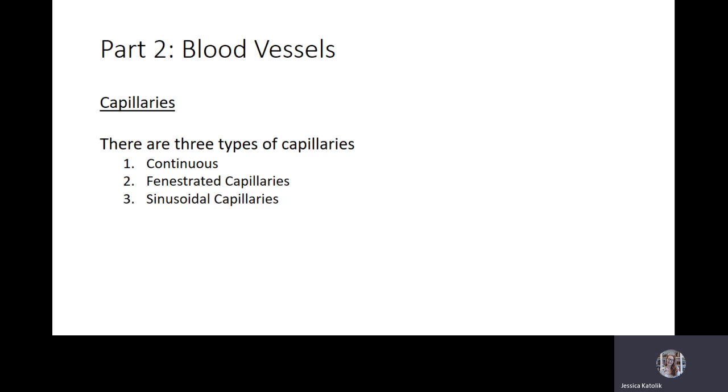These capillaries are going to be, one, found in different areas of the body, two, be structurally different from each other, and three, have differences in permeability. Permeability is essentially how leaky the capillary is. The more permeable it is, the more material and fluid and other things can pass through. So more permeable, more leaky. And so let's get into them.